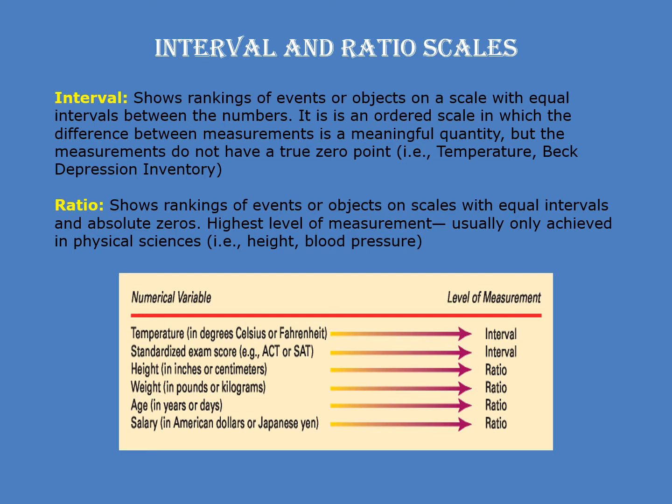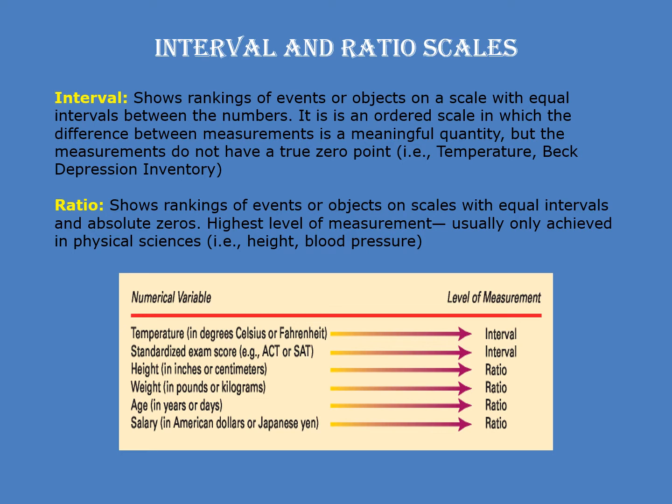Then there's ratio, which relates to ordering of events or objects on a scale as part of a measure with equal intervals, and where there are absolute zeros. The highest level of measurement, ratio, is usually only achieved in particular areas of sciences. For example, to gain an understanding around height, weight, blood pressure, and things like that.